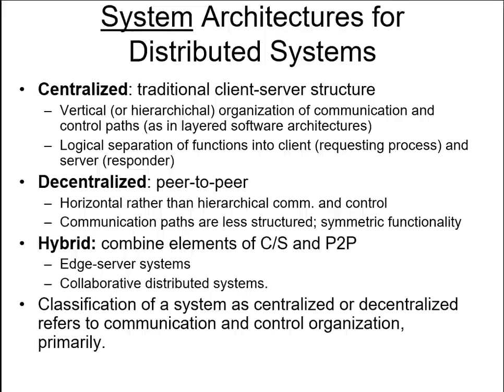Now it comes to discussing the system architecture for distributed systems. Broadly, we have two categories of system architecture: centralized and decentralized. Centralized, as the name shows, is where one repository or server is in the center. Typically the client-server architecture is an example of the centralized system architecture, where multiple clients approach the server.